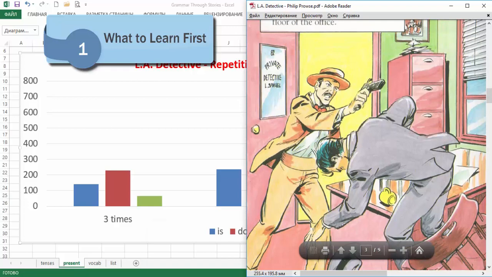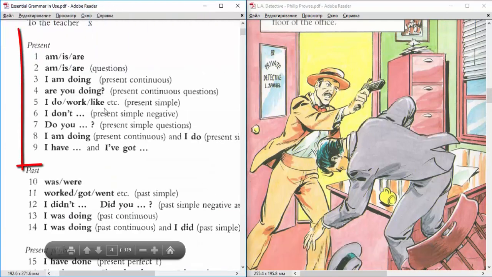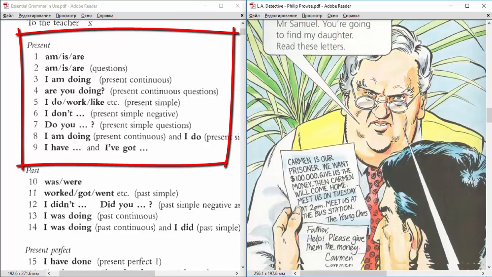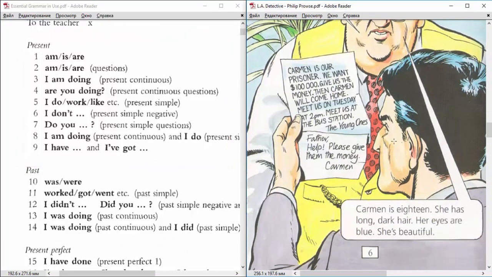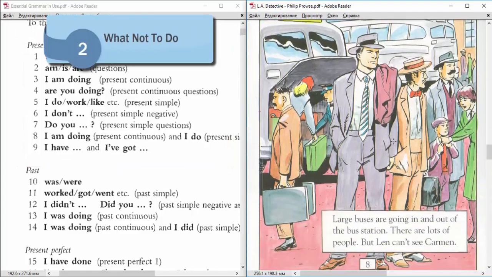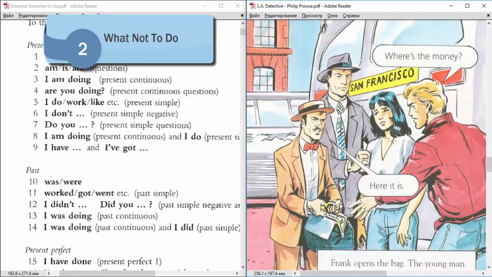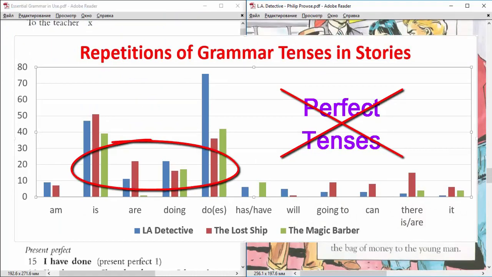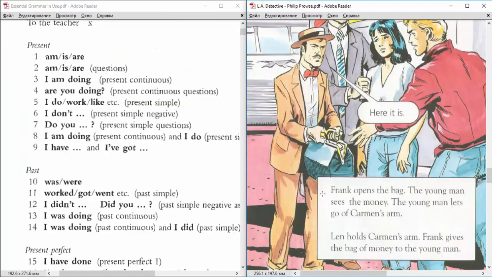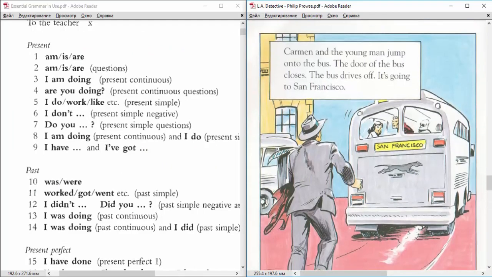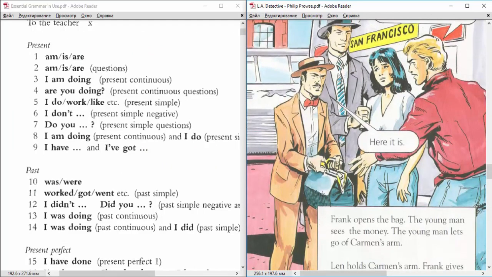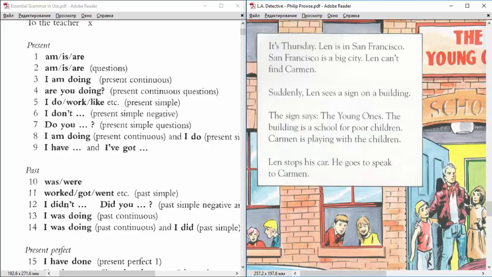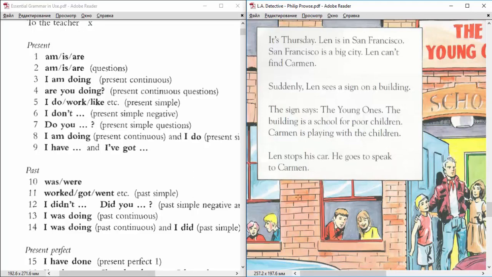1. What to learn first. It means that the present tense represents the biggest proportion of the text. It's the most common verb tense in the story. Therefore, beginners should learn it first. 2. What not to do. The graph shows that it'll be a mistake to focus on perfect tenses before mastering the present tense because someone was able to write an entire story without using the perfect tense, not even once. And the story totally makes sense and is 100% grammatically correct.